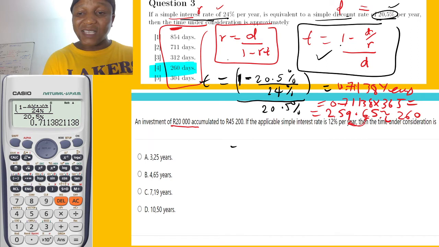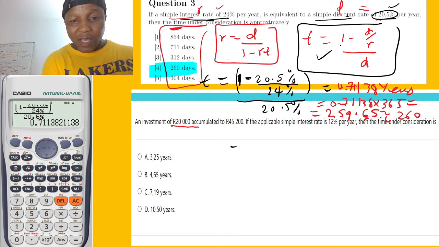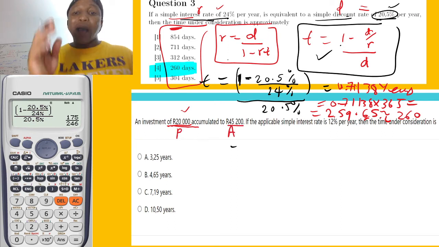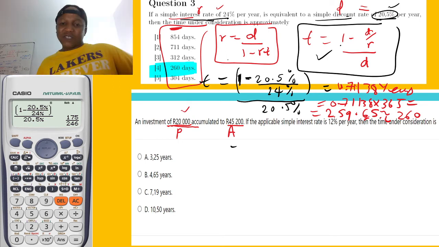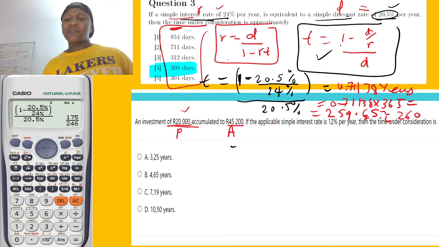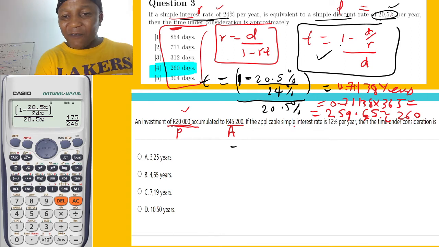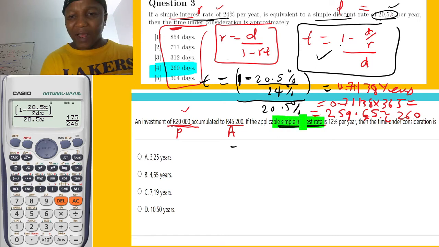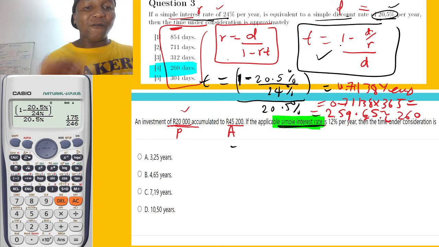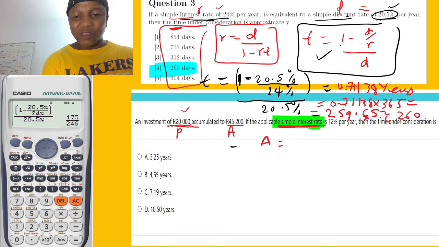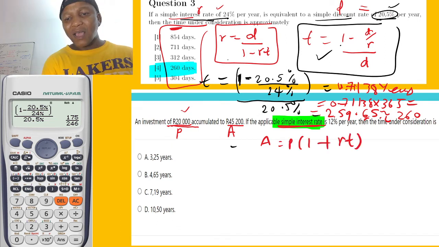They just say in the question, an investment, somebody invested this and it accumulated to this amount. When you invest, that means it's the principal money you start a business with, and then the income is the accumulated amount. So from the previous question, make sure you look at whether it's simple interest or compounded interest. If you look carefully, they say simple interest. Oh, so it's the simple interest rate. For simple interest, we have the formula: amount equals principal times 1 plus RT.